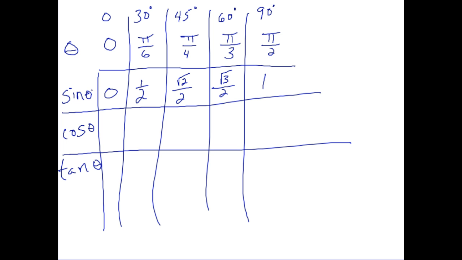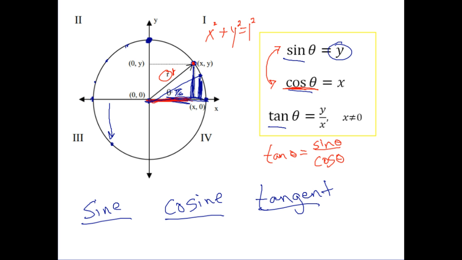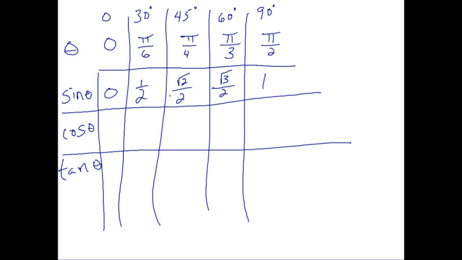So that's sine. Sine of pi over 6 is 1/2. Sine of pi over 4 is radical 2 over 2. Sine of pi over 3 is radical 3 over 2. Sine of pi over 2 is 1. Okay, cosine, you'll notice, this is our horizontal component. So when we're right here, how far are we from the origin? Well, we're a full radius. So we're at 1. So cosine of 0 is 1.